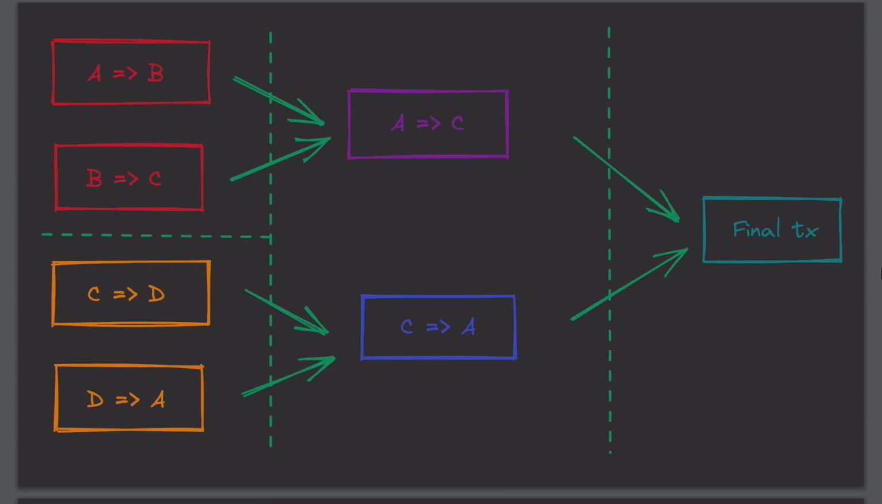Then the third and fourth intents, C for D and D for A, similarly can be combined by another solver, who doesn't need to know about the first 2 intents, into a composed C for A. Then a third solver can combine these 2 intents, which of course are inverse of each other, into a final transaction. So here, we're no longer dealing with privacy to a single observer. So the model gets more complicated. We're dealing with privacy to multiple observers.